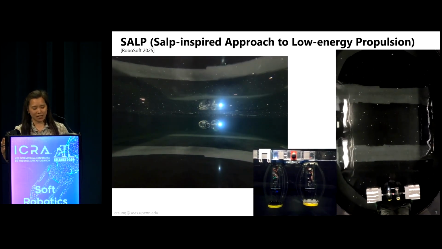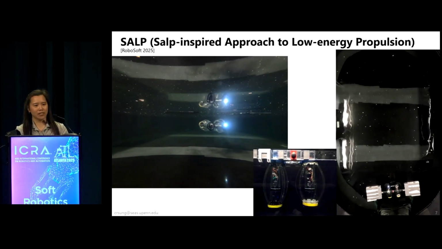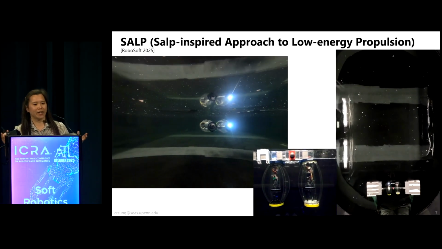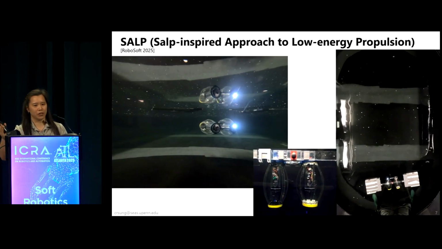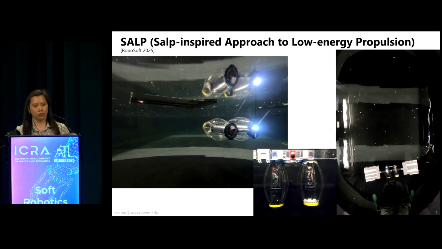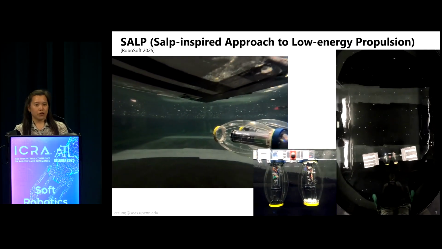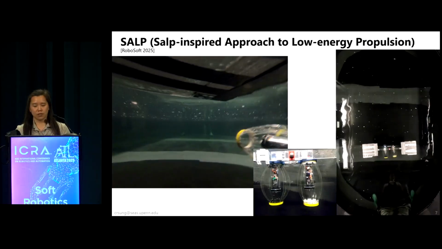It's basically this compliant skin that compresses and then releases in length. When it does that, the robot changes volume. It creates a jet that is expelled out the back of the robot, and in that way, the robot can swim forward.